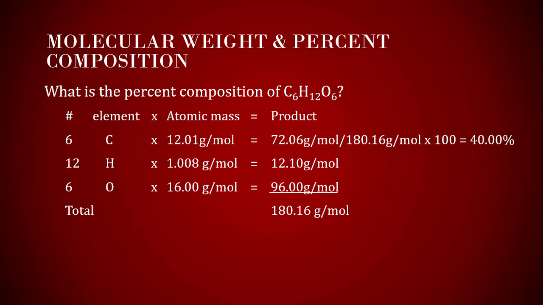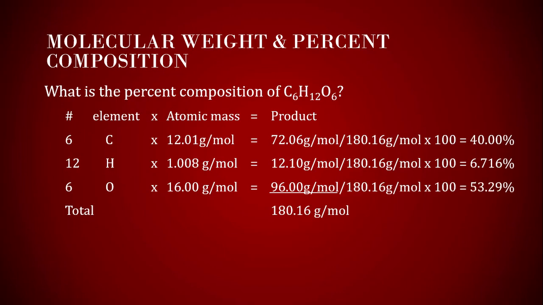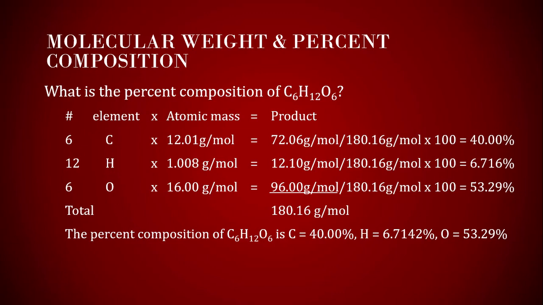The mass of any sample of C6H12O6, 40% of that mass is due to the mass of the carbon in that sample. I can do the same thing for hydrogen, the part divided by the whole. Then I could do it for oxygen, the part divided by the whole. So I can say the percent composition of C6H12O6 is 40% carbon, 6.714% hydrogen, and 53.29% oxygen. And that's going to be for any sample with that molecular formula.